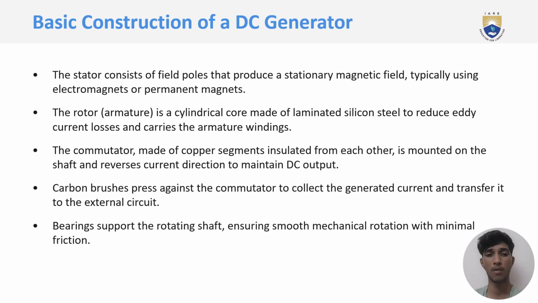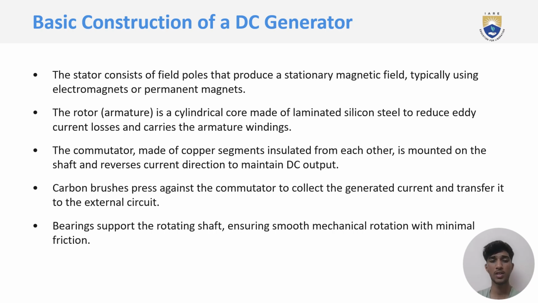Basic construction of DC generator. A DC generator mainly consists of two major parts, the stator and the rotor. The stator is the stationary part that contains the magnetic poles which create the magnetic field. The rotor, also called the armature, rotates within the magnetic field and contains the armature windings.